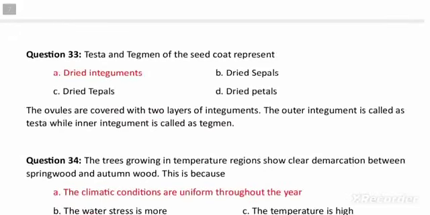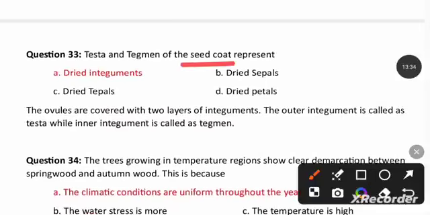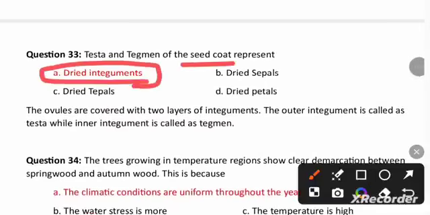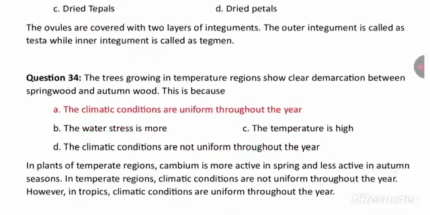Testa and tegmen of the seed coat. Testa and tegmen of the seed coats are the dried integuments. As we know, around the ovule there are layers called integuments. The outer layer is testa and the inner layer is tegmen. They form seed coats after fertilization.